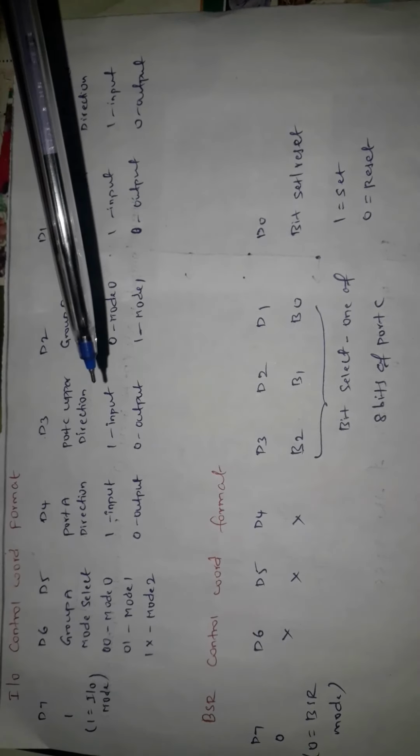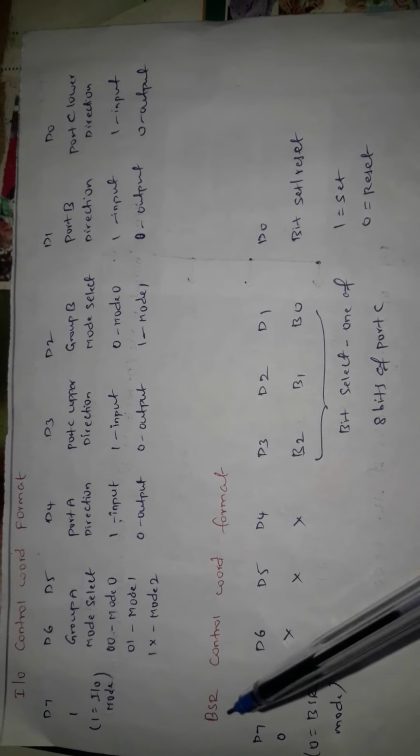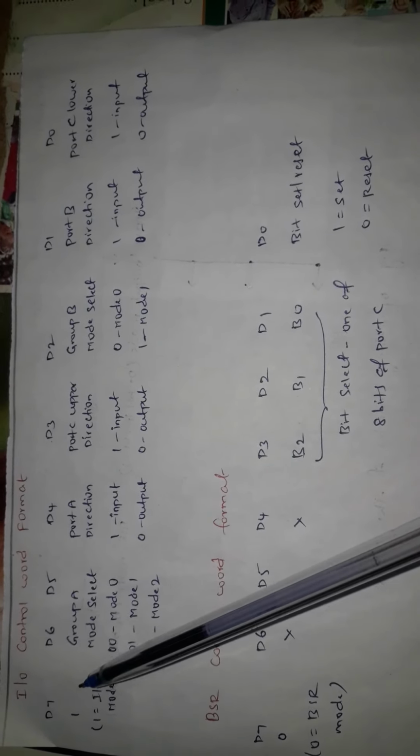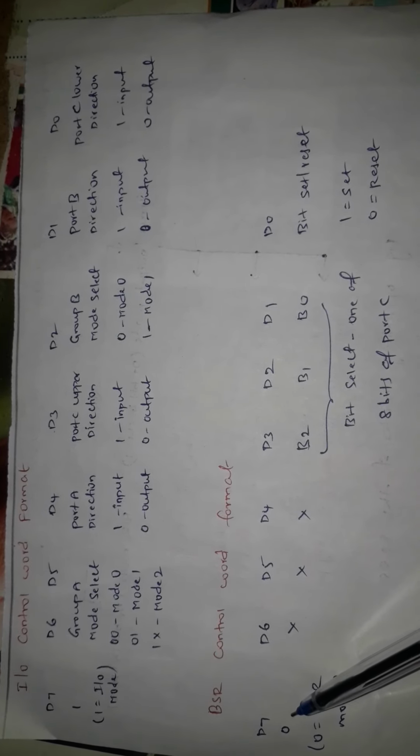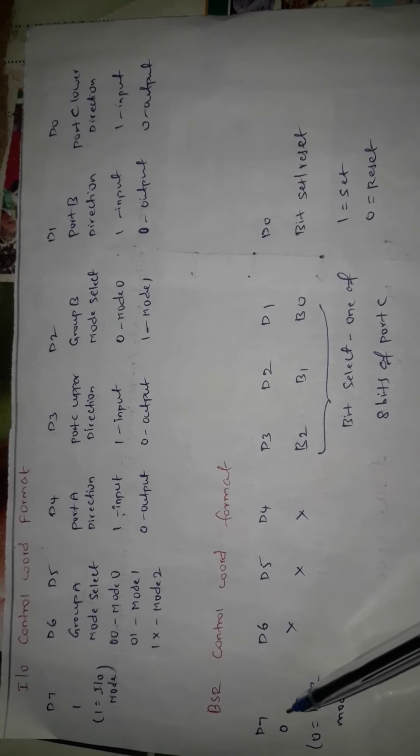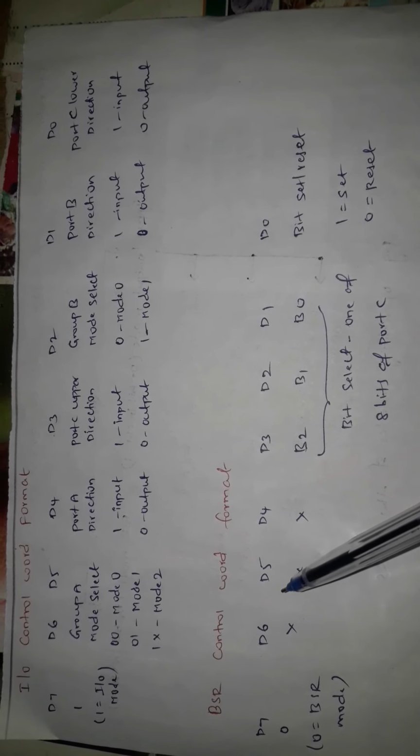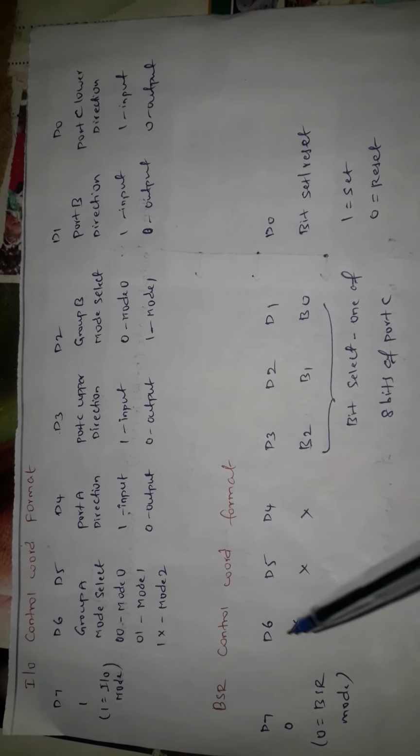And similarly the same control register is used for BSR purposes. If you look at the BSR control word format, D7 must be 0. If D7 is 0, then the 8255 operates in BSR mode. In BSR mode, the D6, D5, D4 bits are not used. They are don't care conditions.